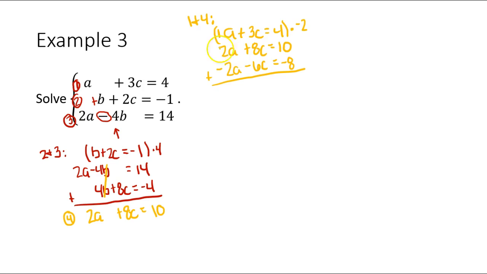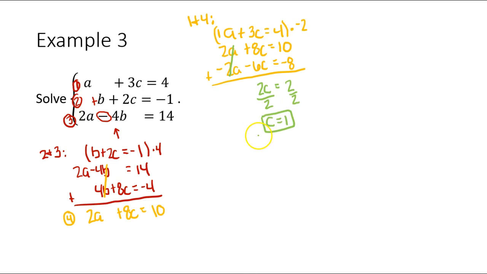All right, let's add these together. We know that the a's are going to cancel out. 8 minus 6 is going to leave me with 2 c's, and 10 minus 8 is going to leave me with 2. Let's divide by 2, and we find out that c is equal to 1.